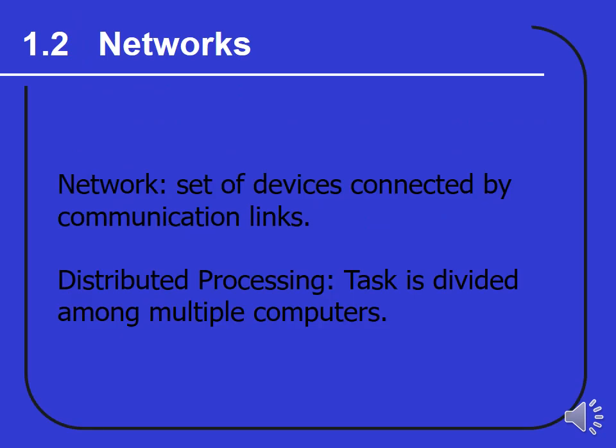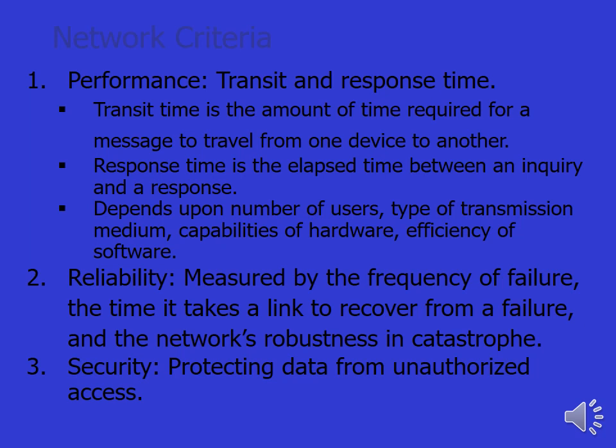Network: a set of devices connected by communication links. Distributed processing: a task is divided among multiple computers. The network criteria depend on performance, that is transit time and response time. Transit time is the amount of time required for a message to travel from one device to another. Response time is the elapsed time between an inquiry and a response. It depends upon the number of users, type of transmission medium, capabilities of hardware and efficiency of the software. All three are correlated to each other.